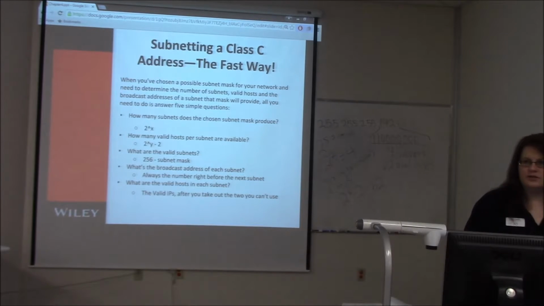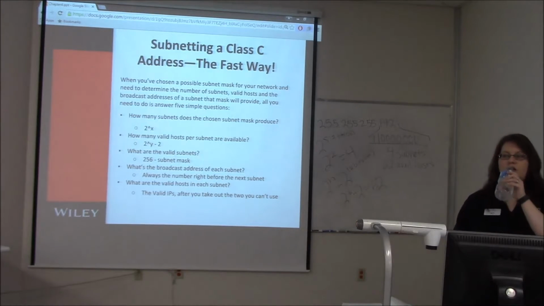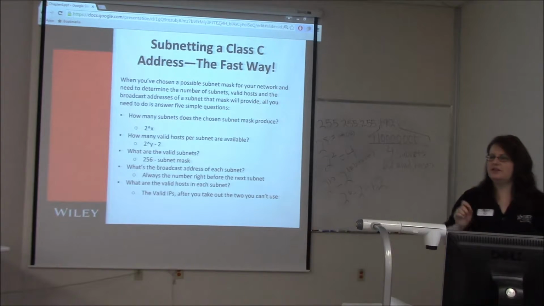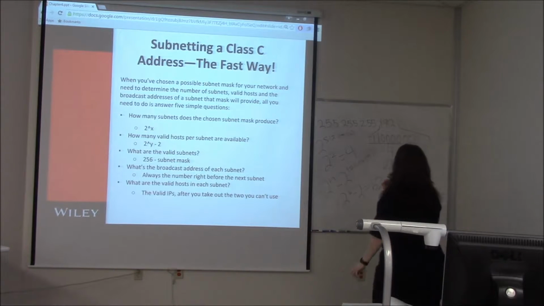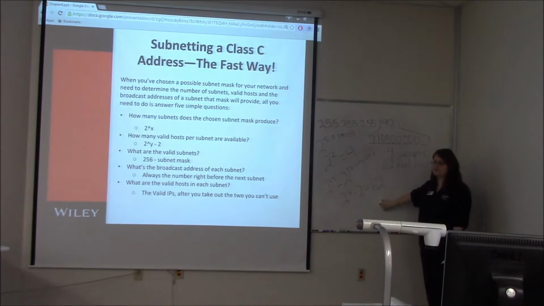Is it always minus 2? If it's talking about available, yes, always. Okay? So does everybody see where I picked up, hey, these are the ones that are turned on to get our subnets. These are the ones that are turned off to get our hosts.